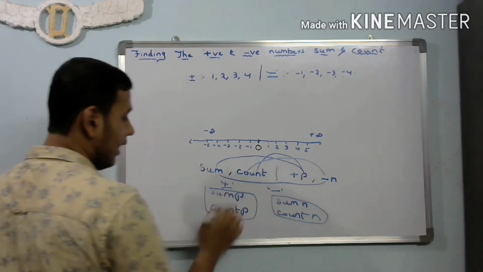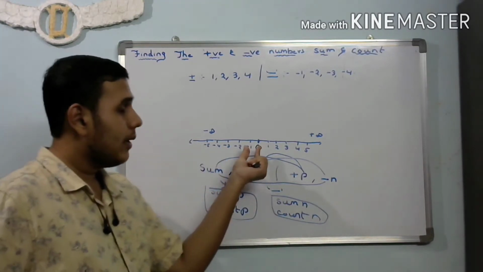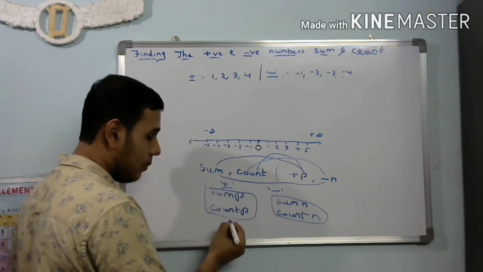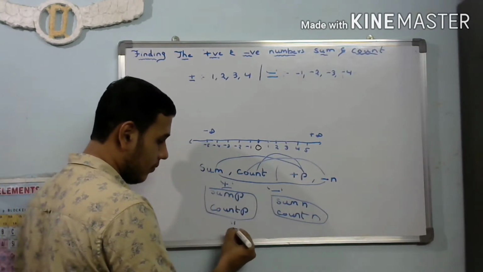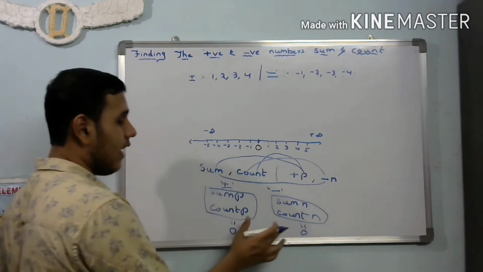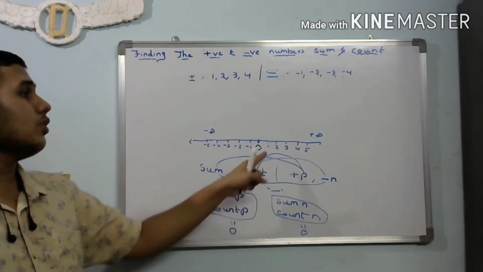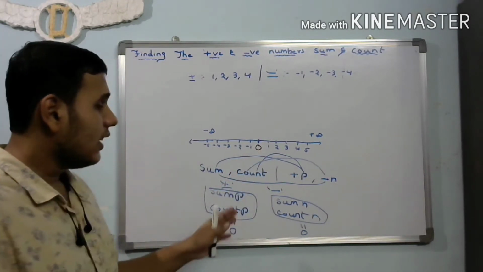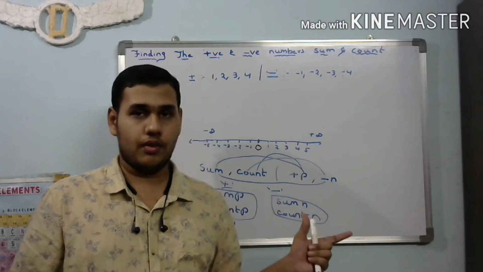As I said, the middle element will always be 0. I consider this as sum p and count p equal to 0, and sum n and count n equal to 0. I initialize the values of the sums and counts to 0, so nothing has been stored in them. This is the main logic we write.